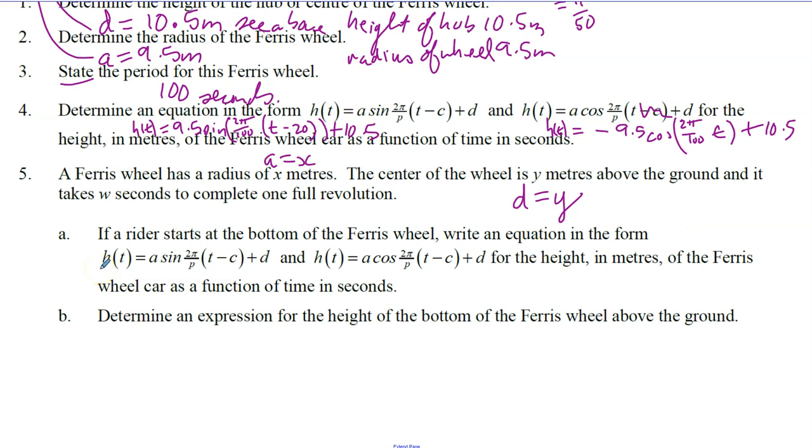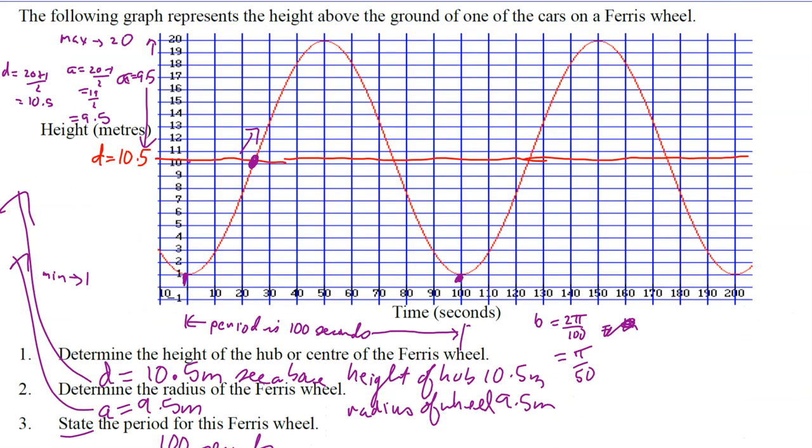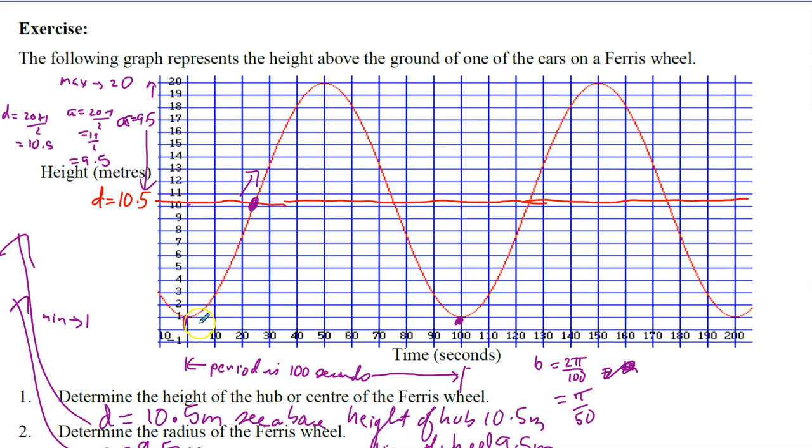Okay, so as a sine function, what have we got? Radius of x meters. Radius is amplitude. Sine 2 pi over period, so it takes w seconds for one complete revolution. W bracket t, okay, let's leave this for a second, plus y. Alright, so what we now have to figure out, if the rider starts at the bottom, then it's going to be 1/4 of the period.